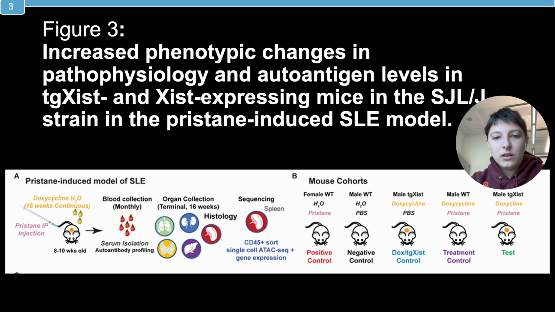And then treatment control. Sorry, give me one second. Okay, so the treatment control is male wild type, so non-mutant with the dox and pristane, and then our test is the mutant with dox and pristane.